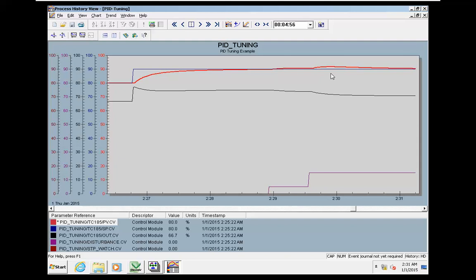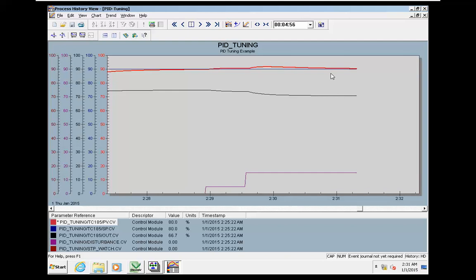This is for a first order process model, and the next step will be more complex process models like second order or higher order process models.